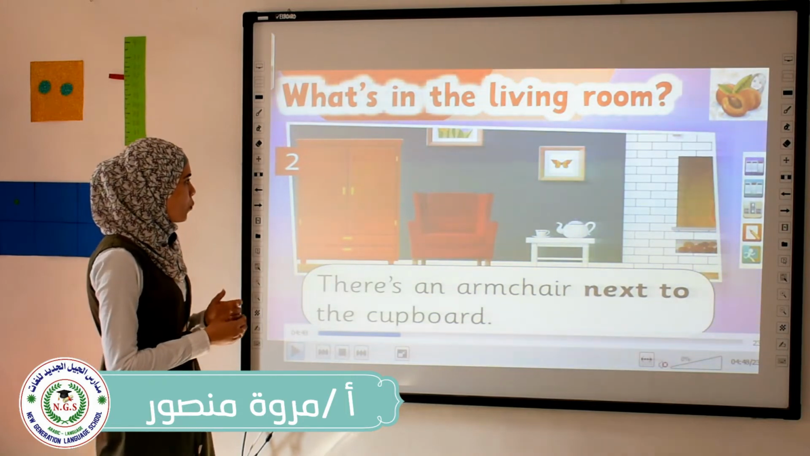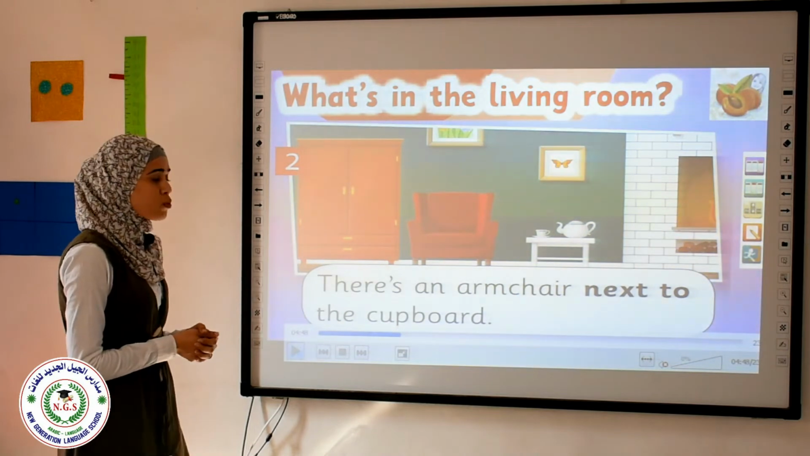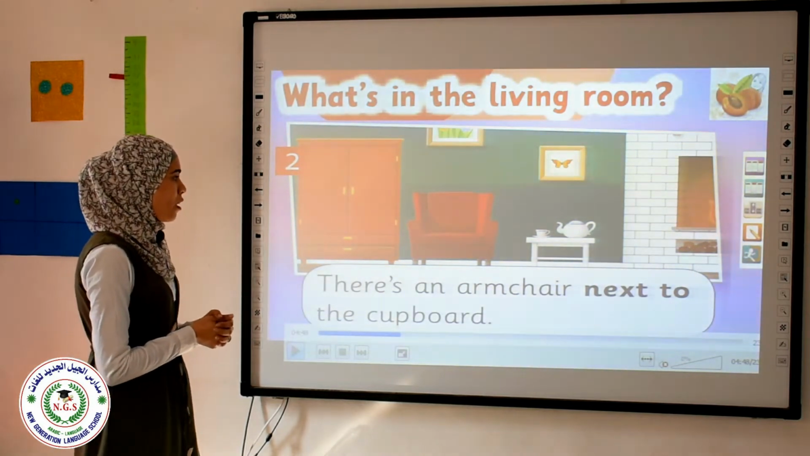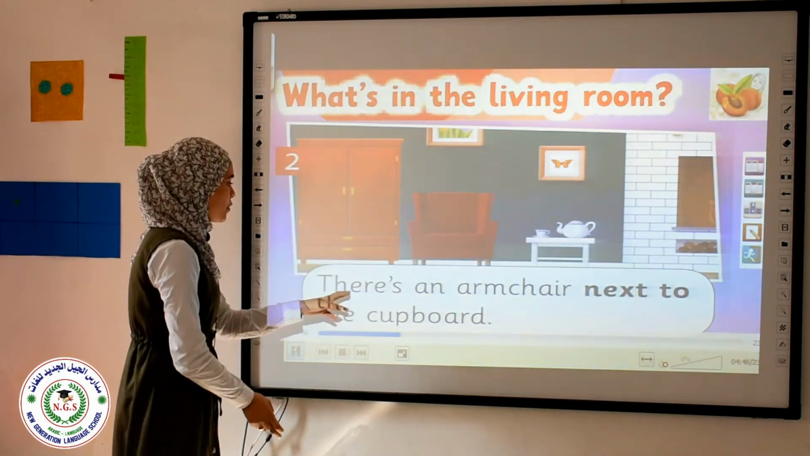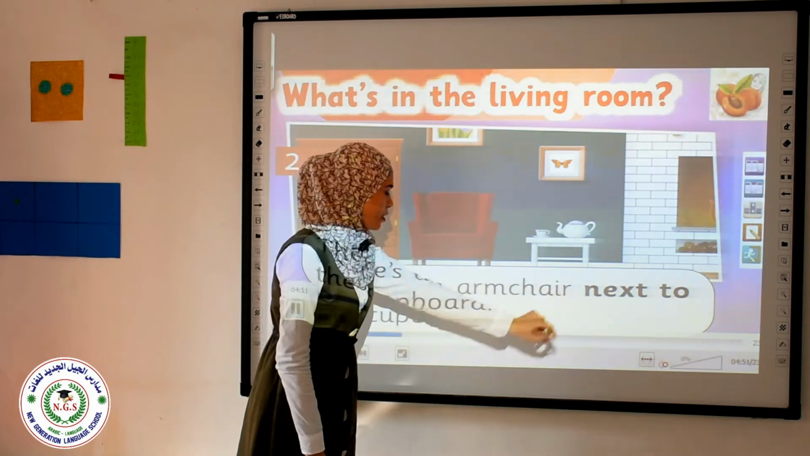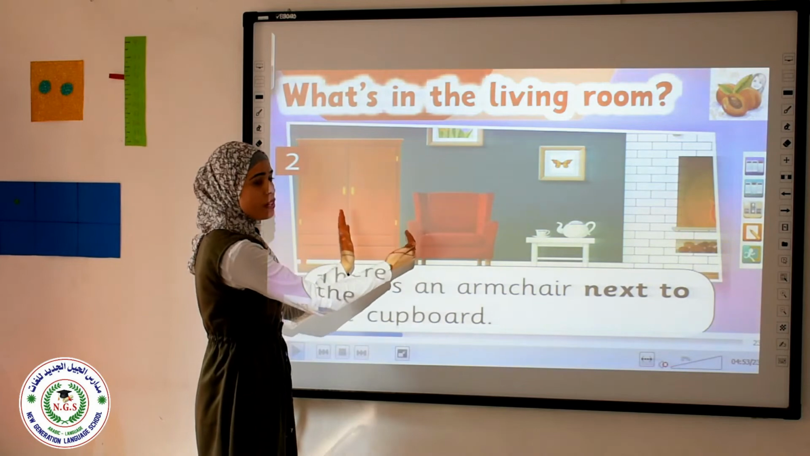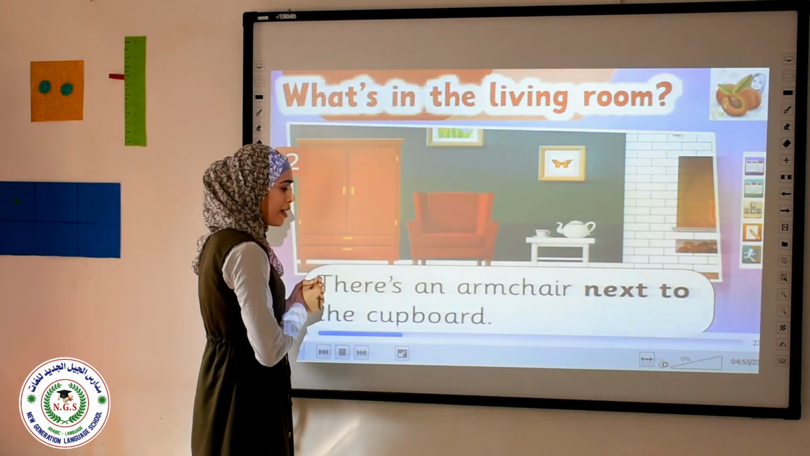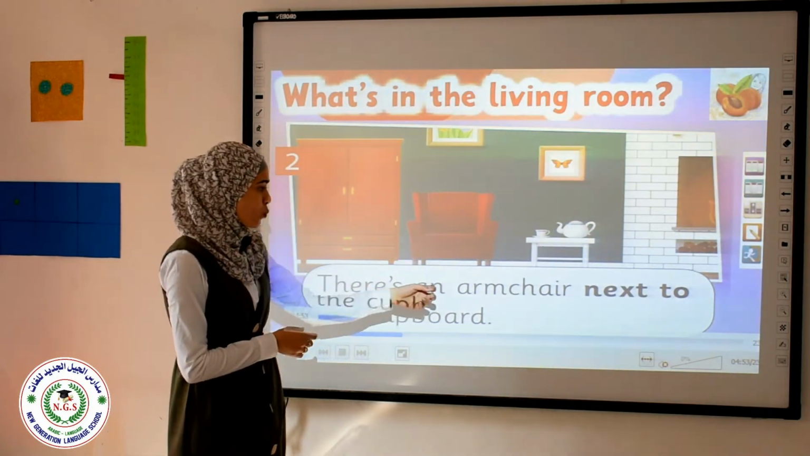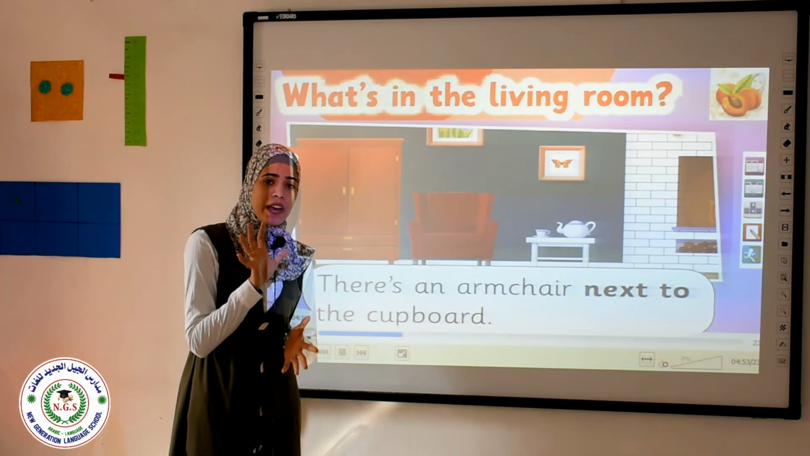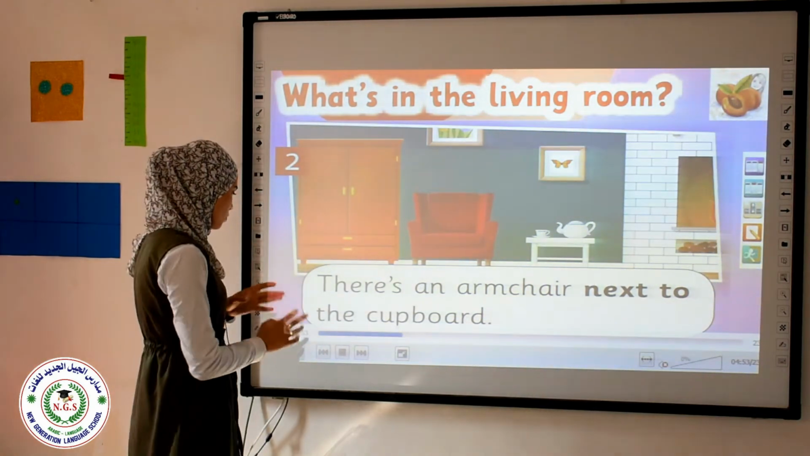Number 2, we have a cupboard and armchair. He asked about what? He asked about armchair. Where is the armchair? There is an armchair next to the cupboard. The armchair is next to the cupboard. Here we add an before the noun armchair. Why? Because these nouns start with a vowel. What are the vowels? We have 5 vowels: A, E, I, O, and U.